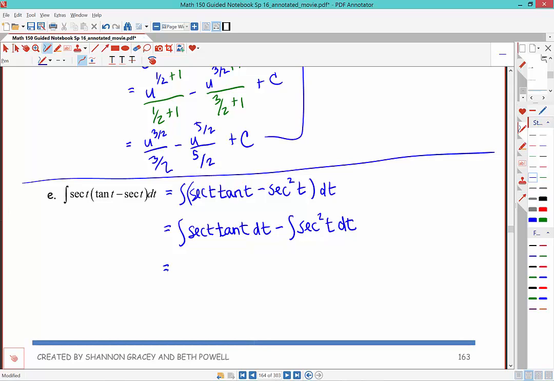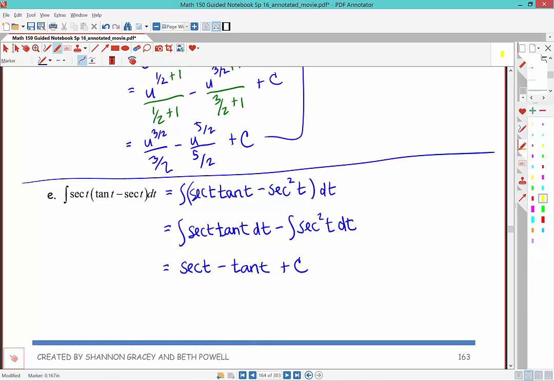So what is the antiderivative of secant t times tangent t? Beautiful. Secant t, and then over here, minus tangent t plus c. So just in case you're having trouble matching up, this whole thing has an output of secant t, and this whole thing here has an output of tangent t.